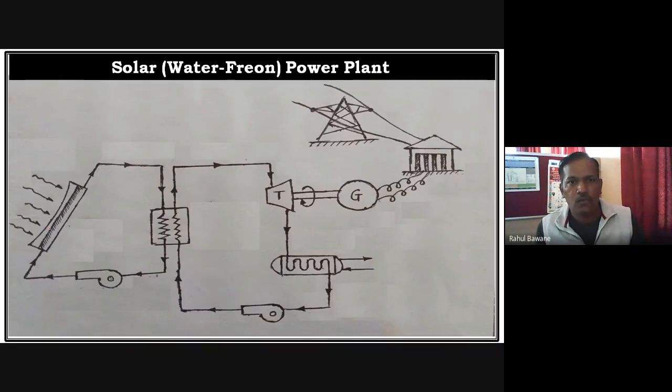Okay, so what we did, we use a water-freon, two-system arrangement. So freon, which at normal atmospheric temperature gets vaporized, if I use a water solar heater to heat the freon, then that freon will become very superheated, high pressure, high temperature freon vapors. So that is the basic concept.